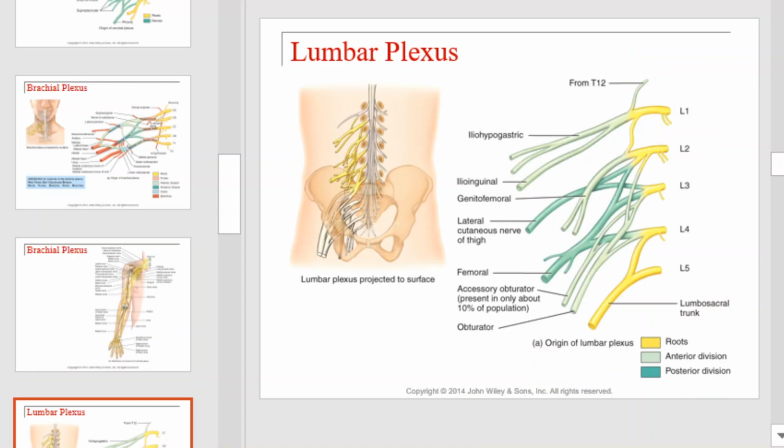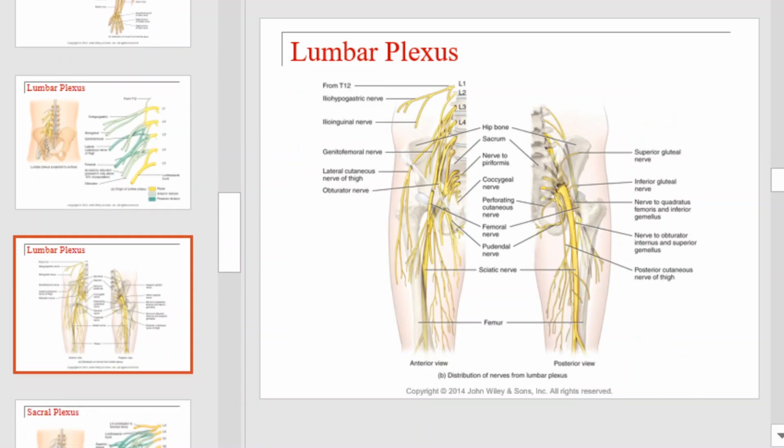This is the lumbar plexus. Again, note its location and the major nerves that branch off. Here we see the lumbar plexus as the nerves traveling from it extend down the leg. Take a moment to again familiarize yourself with the major nerves that branch off of the lumbar plexus.